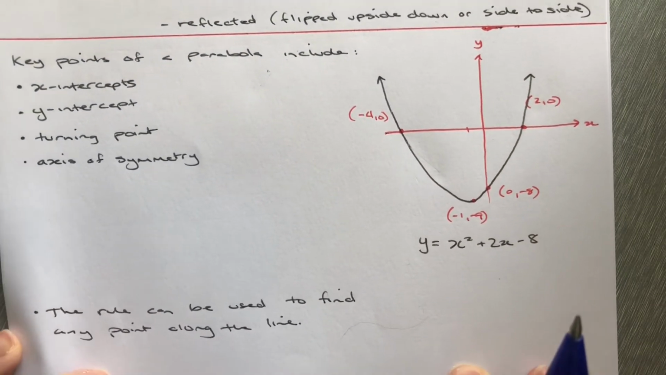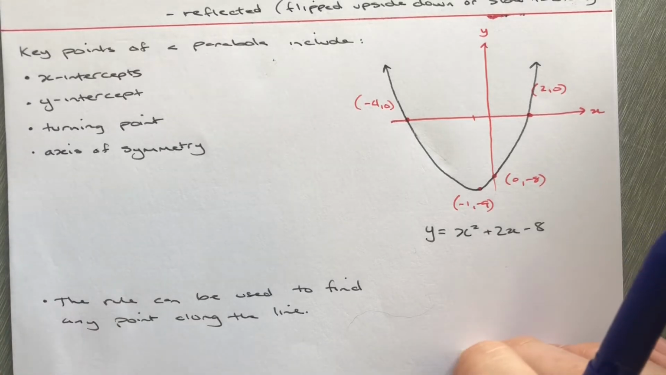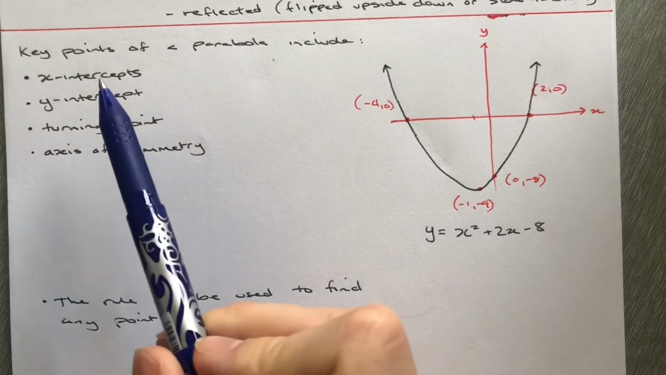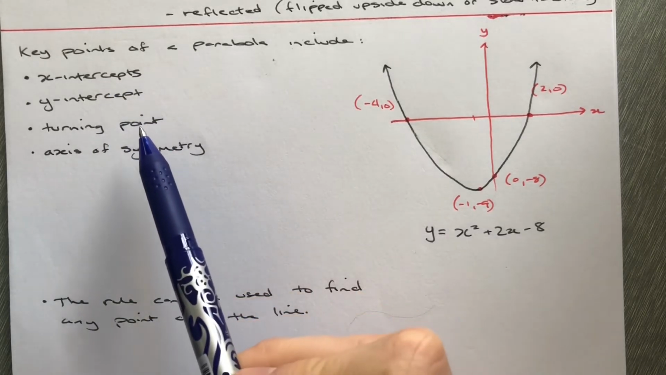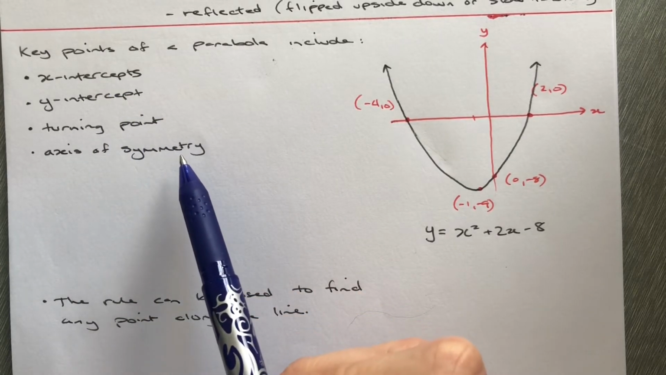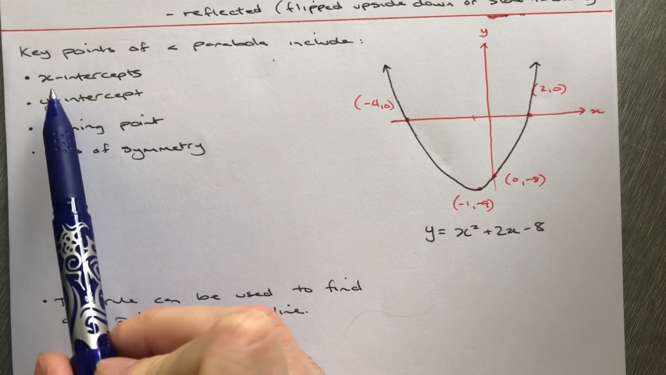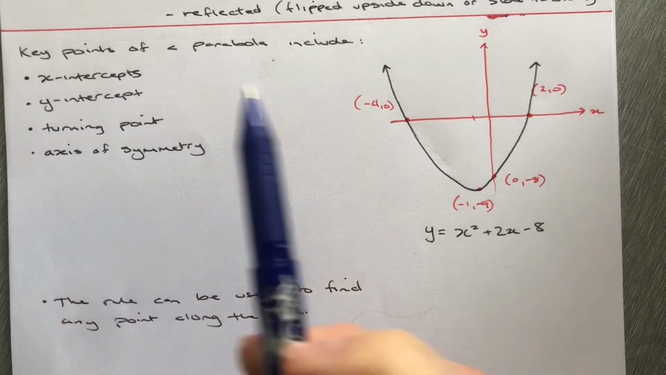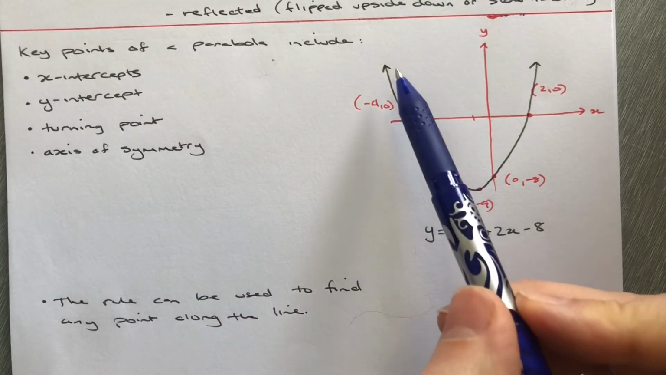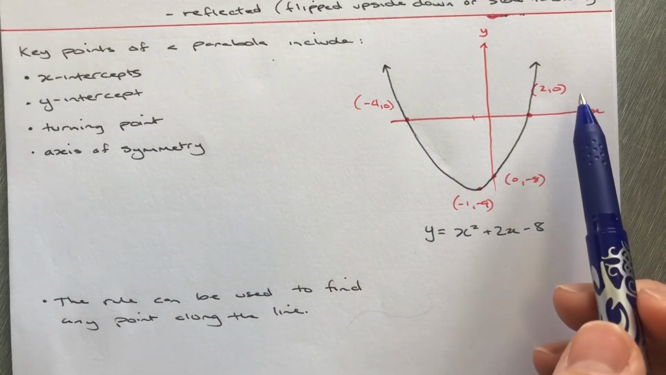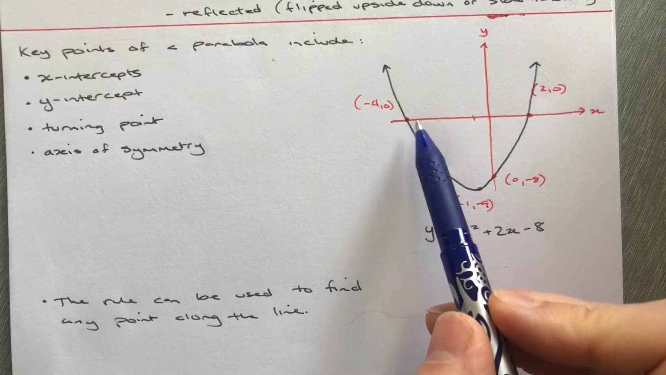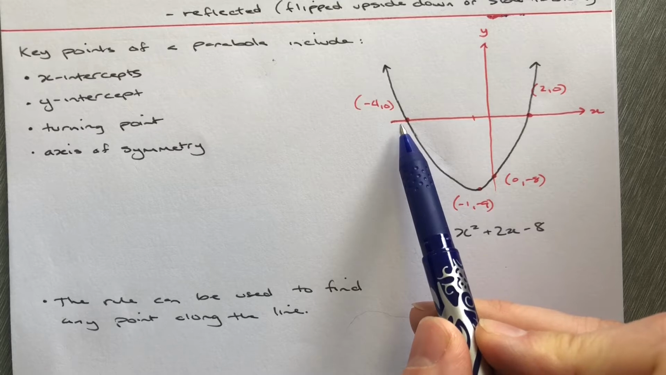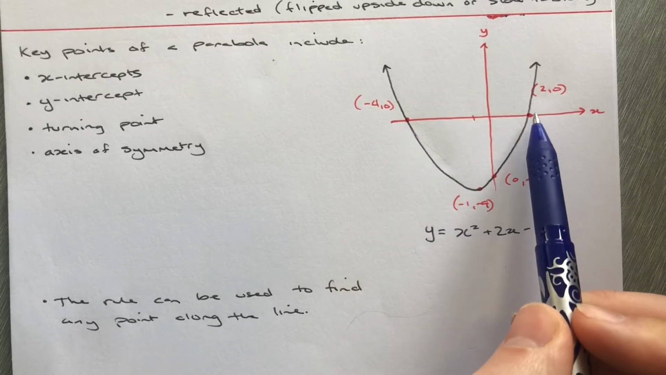What we want to have a look at now are the really important and key points that a parabola has. Now there's really four of them. So there's x-intercepts, there's y-intercepts, there's the turning point, and there's the axis of symmetry. Now the x-intercepts, that's where the curve hits the x-axis. So if we look over here, we can see that our curve goes like this, and it hits the x-axis at 2 points, there and there. So we could say that our x-intercept was at -4, and another one was at 2.